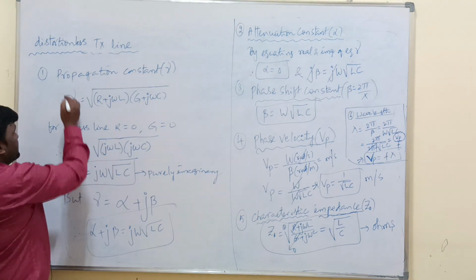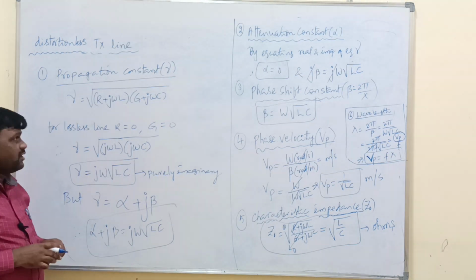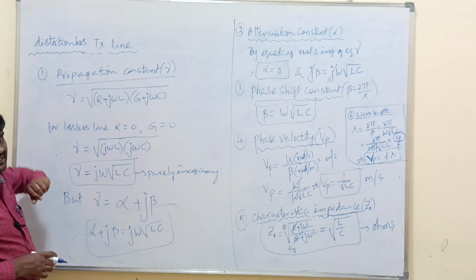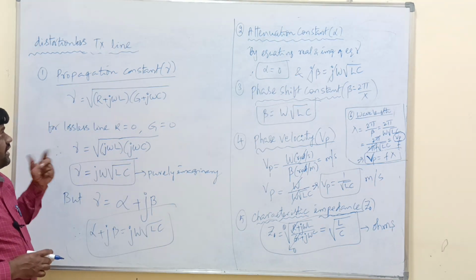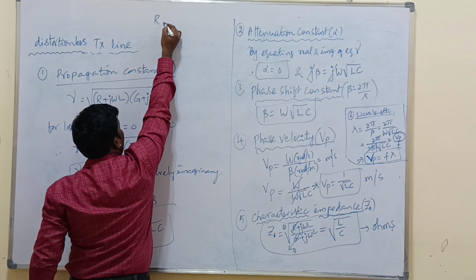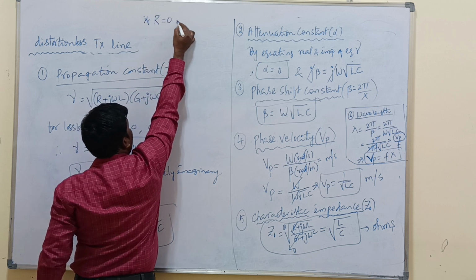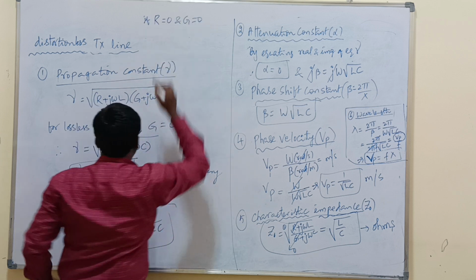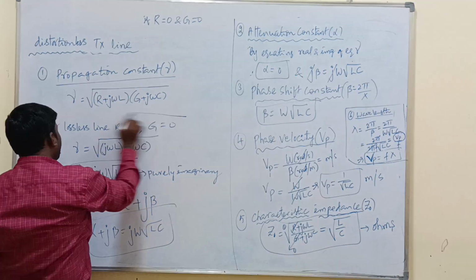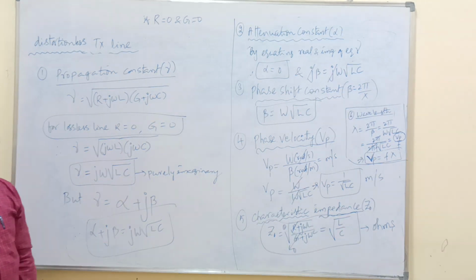First one is the propagation constant, that is gamma, square root of (R plus j omega L)(G plus j omega C). Before observing these characteristics, we need to define the distortionless transmission line. For the lossless transmission line, we defined it as what? A line is said to be lossless if R equal to 0 and G equal to 0. Here we substituted R equal to 0, G equal to 0. That means we have a condition for the lossless transmission line. That condition is nothing but R equal to 0, G equal to 0.